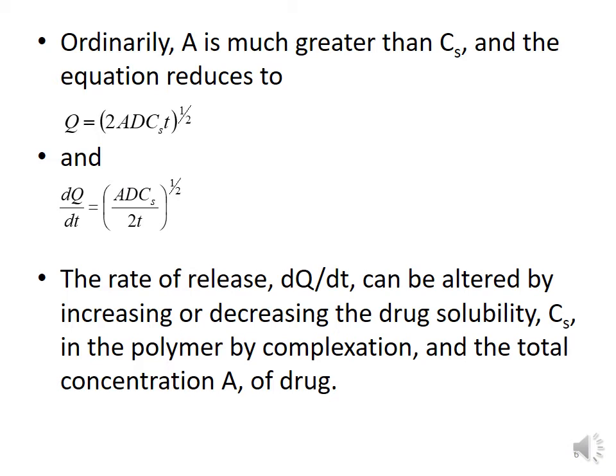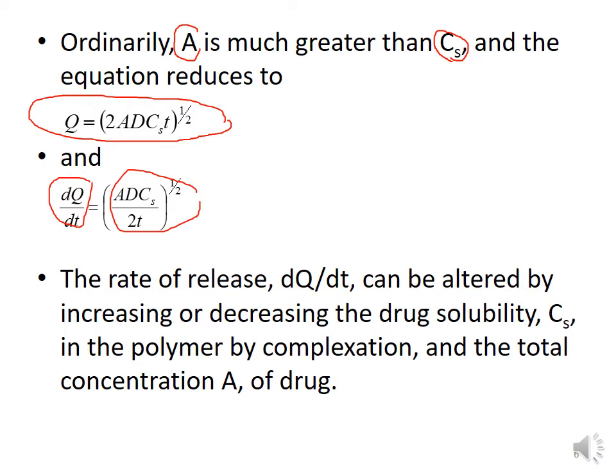Usually A, which is the total concentration of the drug, dissolved and undissolved, is much greater than Cs, which is the dissolved drug. Therefore, the equation is reduced to the following equation, where Q is related to the square root of 2A D Cs multiplied by time. And dQ by dt is also reduced to the following equation.